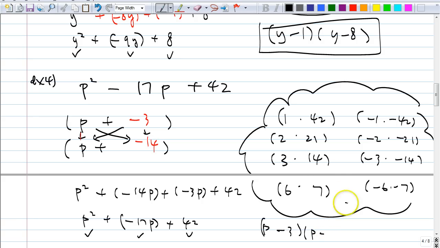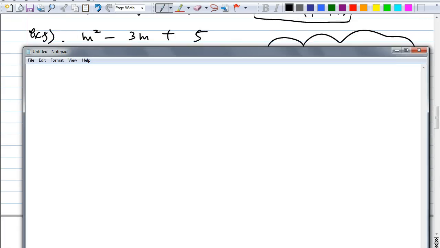Any question? Pretty straightforward, isn't it? Right? So basically, guys, the number that goes in here is when you multiply, you want to get the constant term, and when you add, you want to get the coefficient of the middle term. That's what you're looking for. Isn't that right? You see that? That's the pattern. All right, let's look at the next one then. All right, go ahead and try this one.